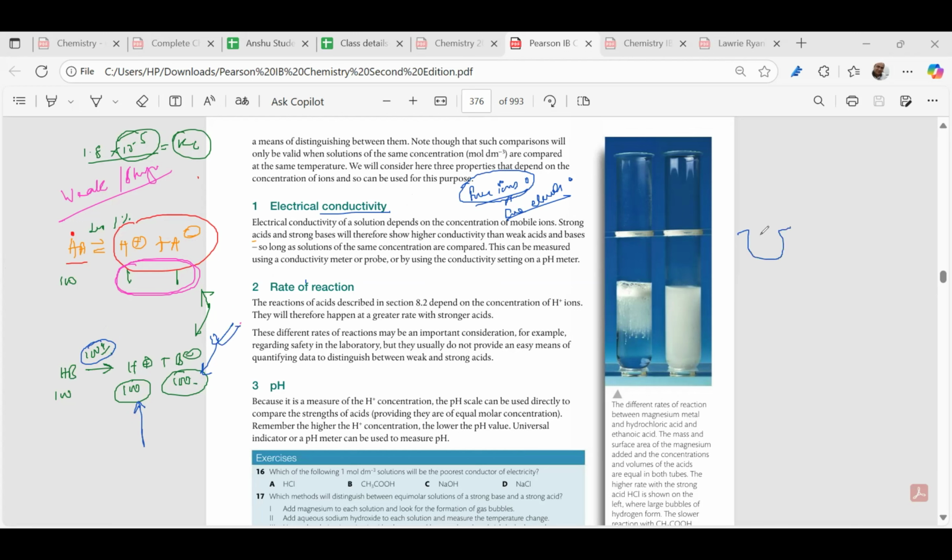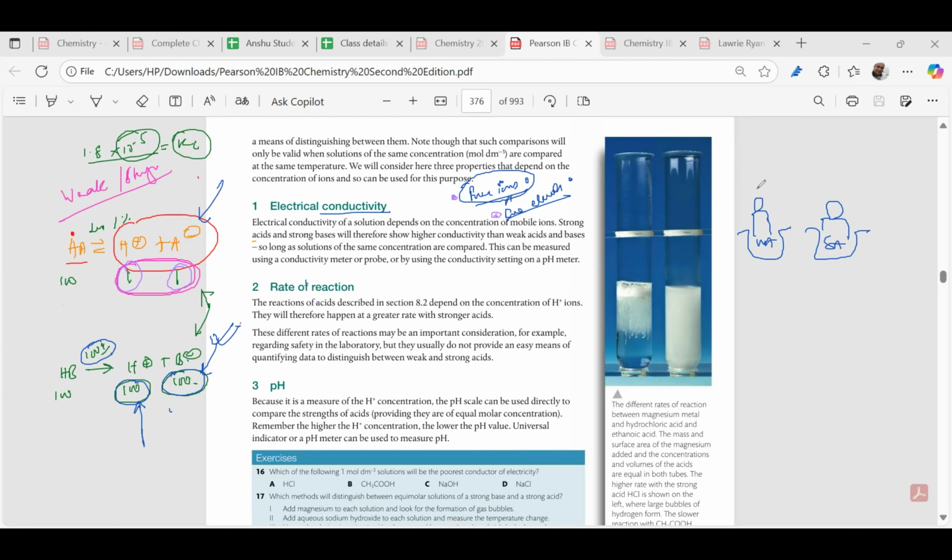If you take a weak acid and a strong acid, and we take an electrical circuit with a bulb, where will the bulb glow brightly? Similar concept: conductivity depends upon free ions. A weak acid has very few free ions roaming around, but a strong acid has a huge amount of ions roaming around. So the weak acid will have very little conductivity.